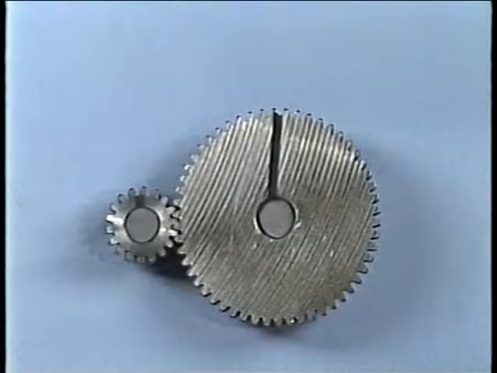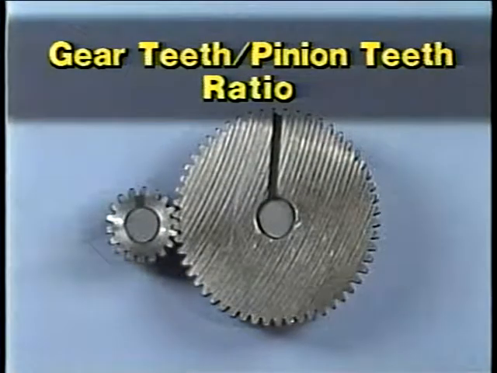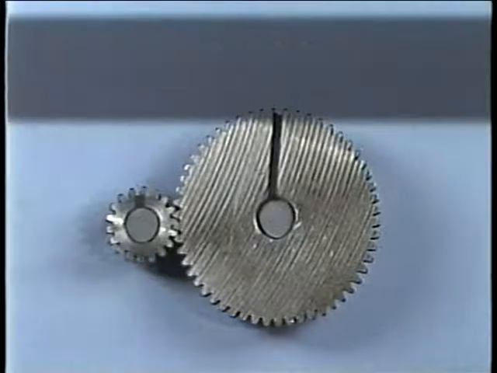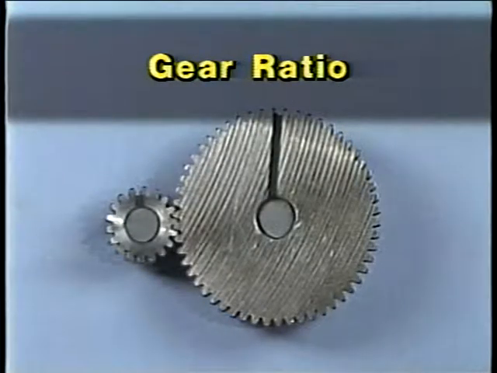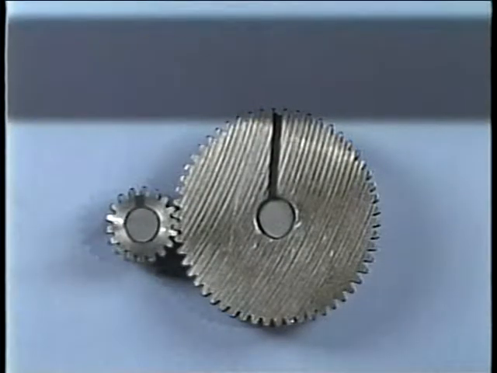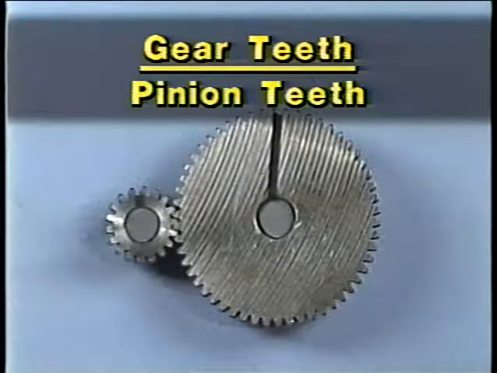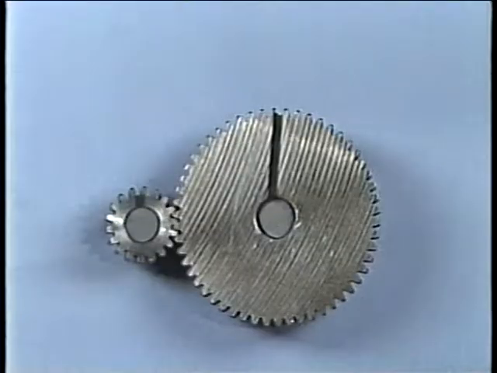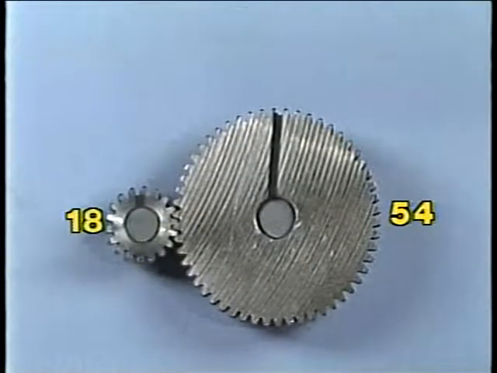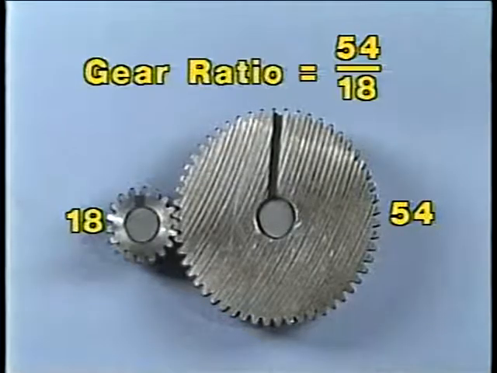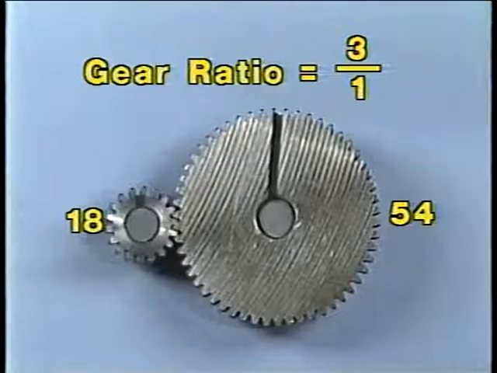This relationship is called the gear teeth to pinion teeth ratio, or simply the gear ratio. This ratio can be expressed as the number of gear teeth divided by the number of pinion teeth. So in this example, since there are 54 teeth on the large gear and 18 teeth on the pinion, there is a ratio of 54 to 18, or 3 to 1. This means that the pinion is turning at 3 times the speed of the gear.